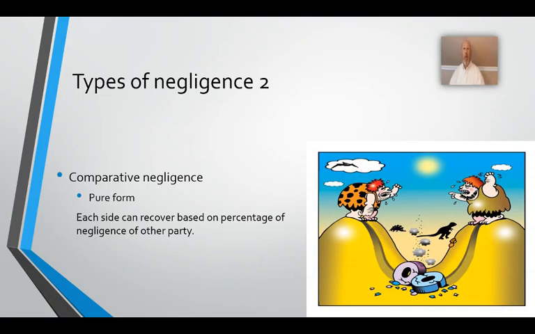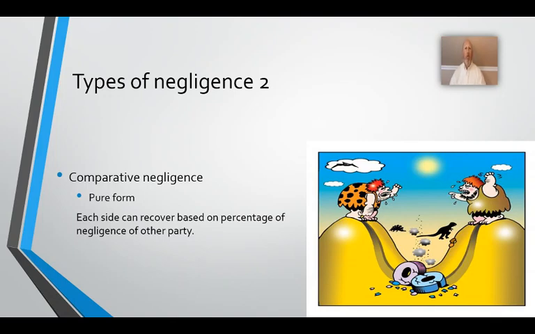So if you have an accident where two people are 50% responsible, that's pretty easy. They each get 50% of their damages because they were both 50% responsible. On the other hand, if you have one party who is 75% and the other one 25%, then their shares are reduced or increased depending on the nature of the negligence.